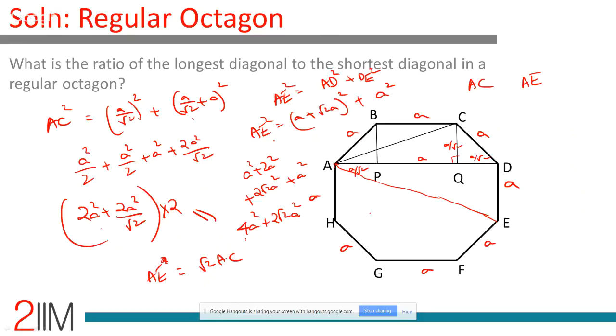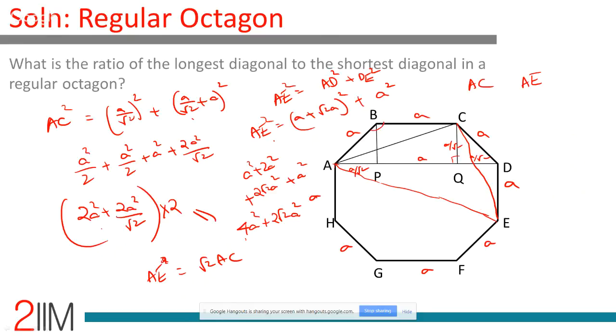Right? This ain't enough. We can do better than this. How do we do better than this? Think about this. Join AC, join CE. It's a wonderful way of looking at this question. AC and CE will be equal. That much we know straight away. So, AB and BC are equal.